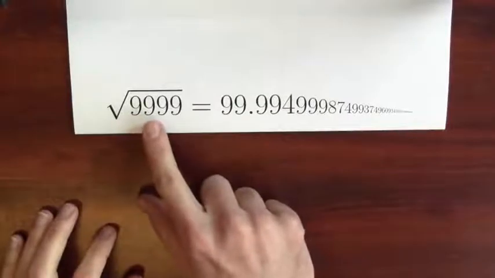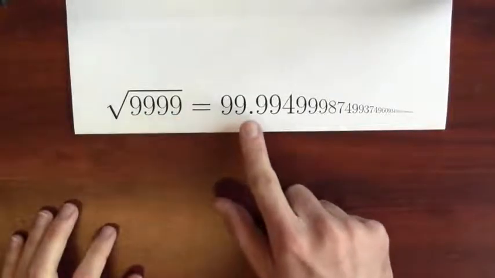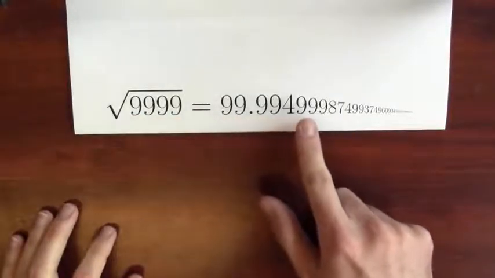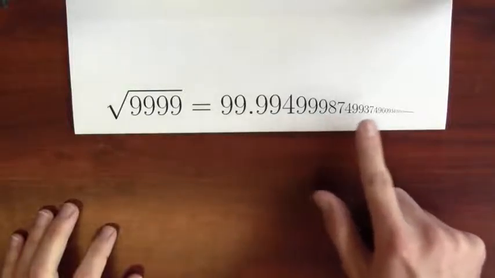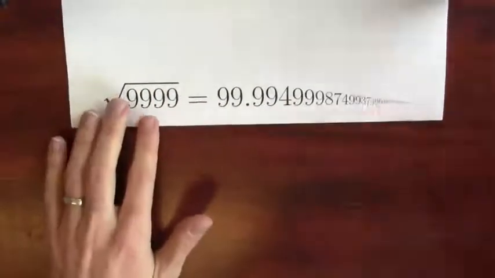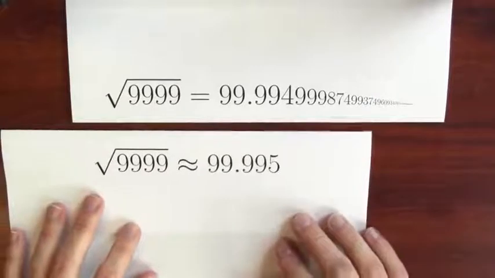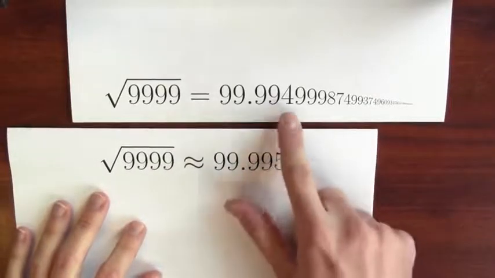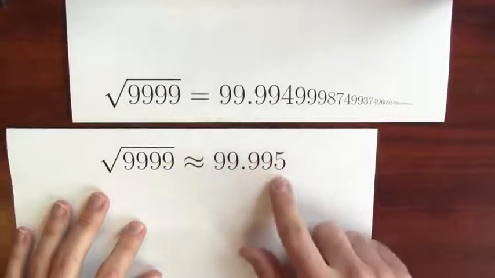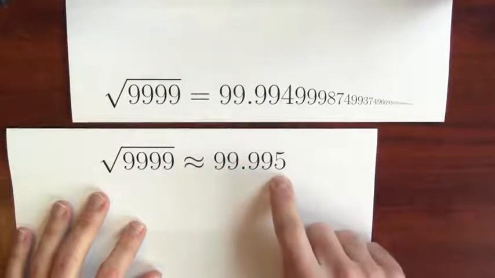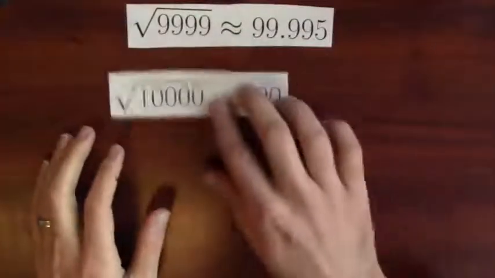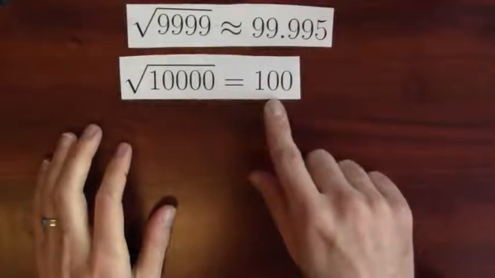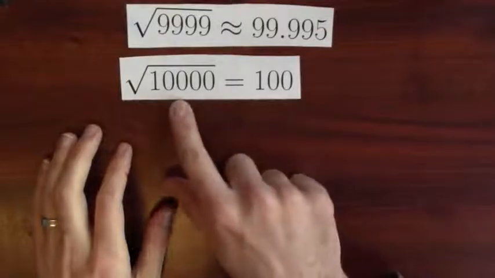Let's take a look. The square root of 9,999 is 99.9949998, and it keeps on going forever. It's irrational. But this is bizarrely close to 99.995. Is this just a coincidence? This isn't a coincidence. Look, the square root of 10,000 is 100 because 100 squared is 10,000.